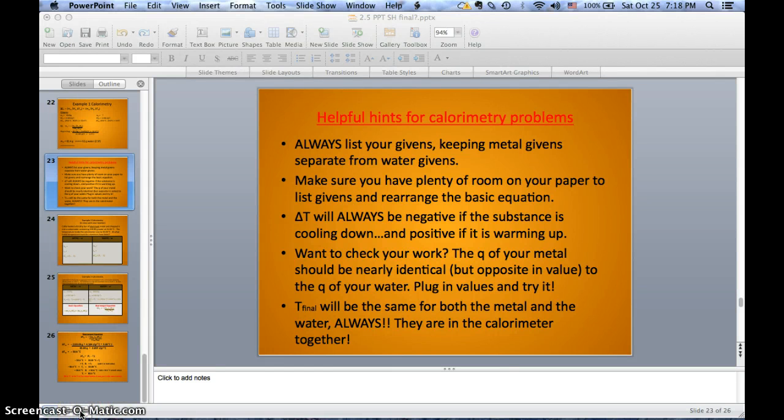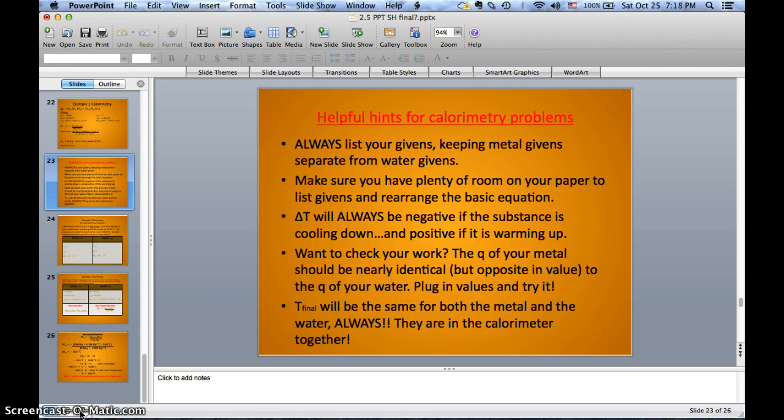Okay, so we're back on slide 23 here. Some hints for calorimetry problems. You have to list your givens, and it's best to probably do it in two columns so that you're keeping the metal separate from the water givens. It takes about half a page to do a calorimetry problem, so allow yourself plenty of space and don't worry about trying to use as little paper as possible. It's good if you leave gaps here and there.